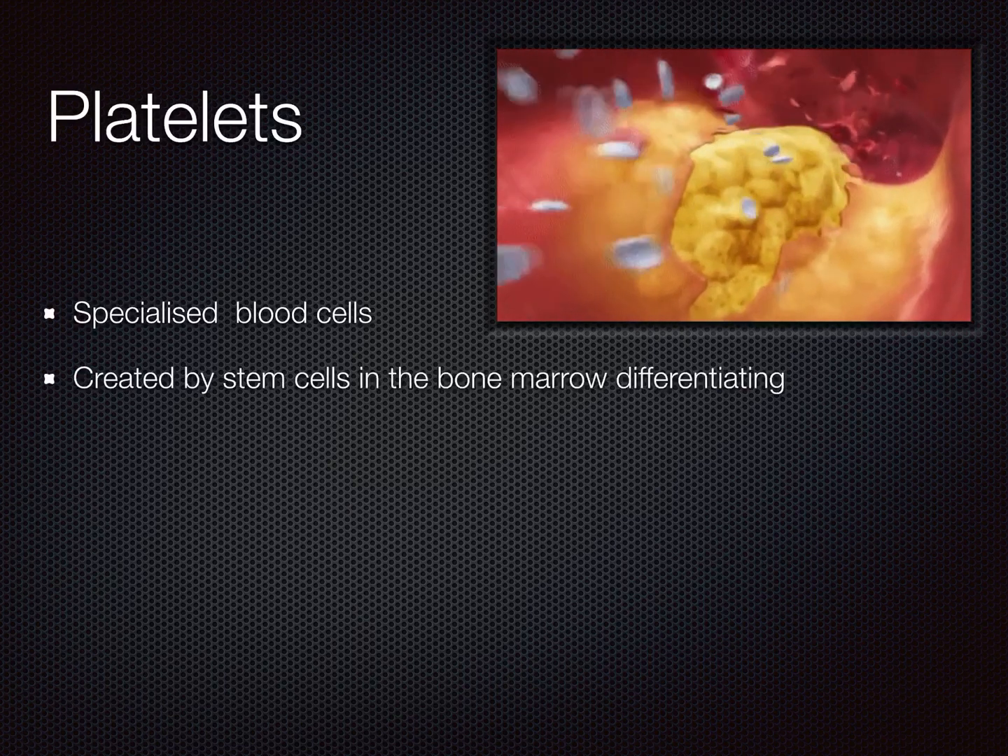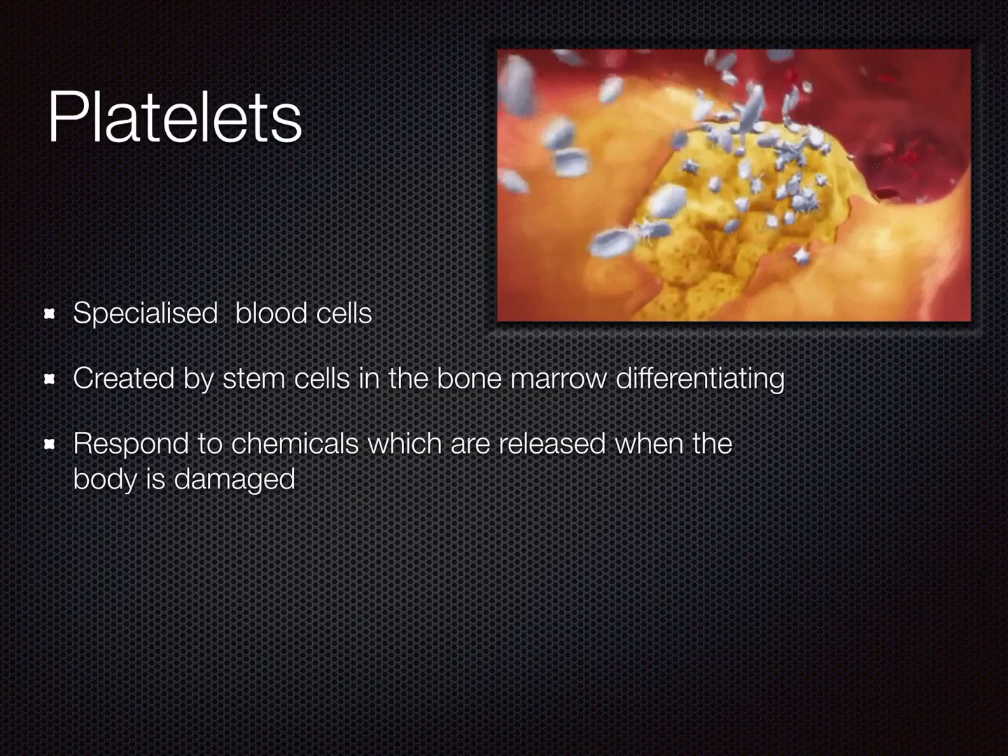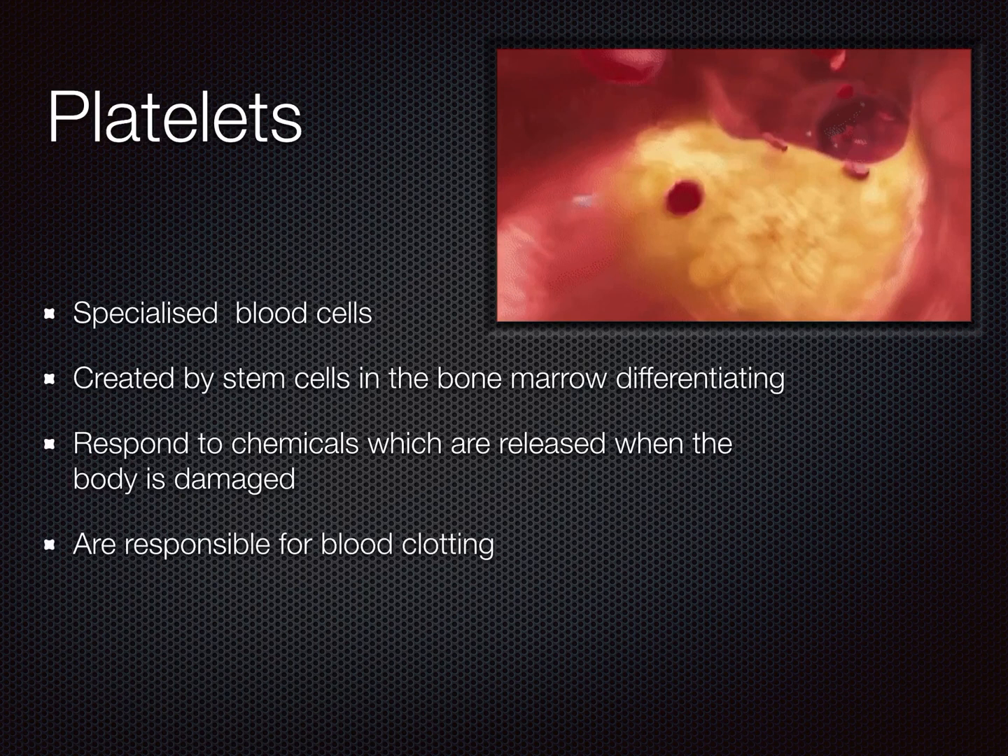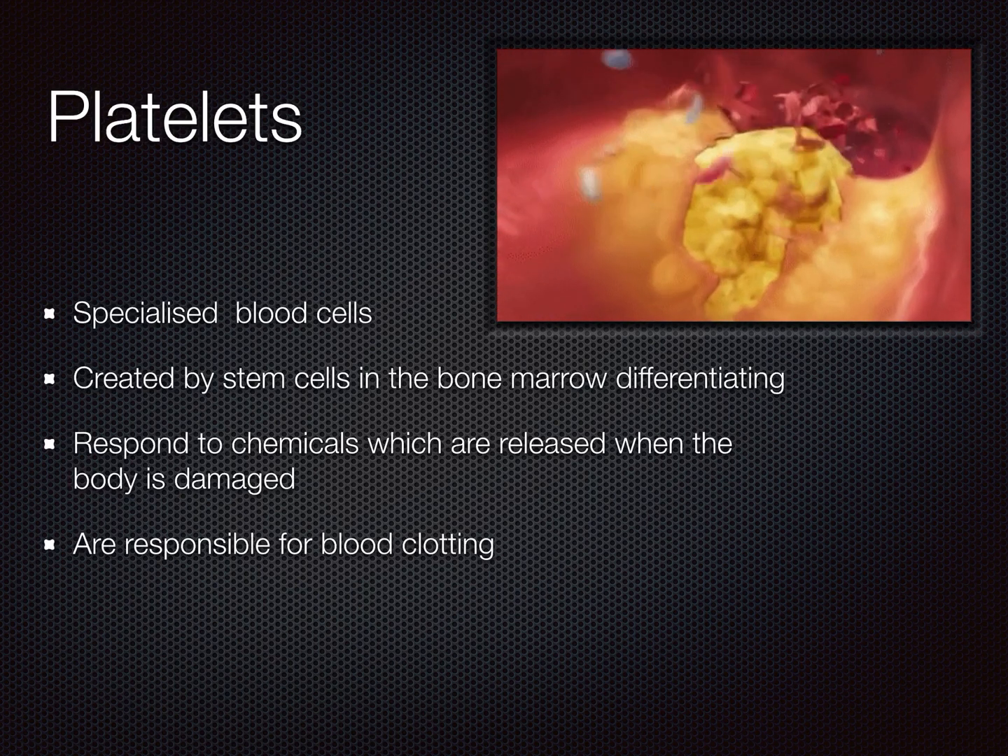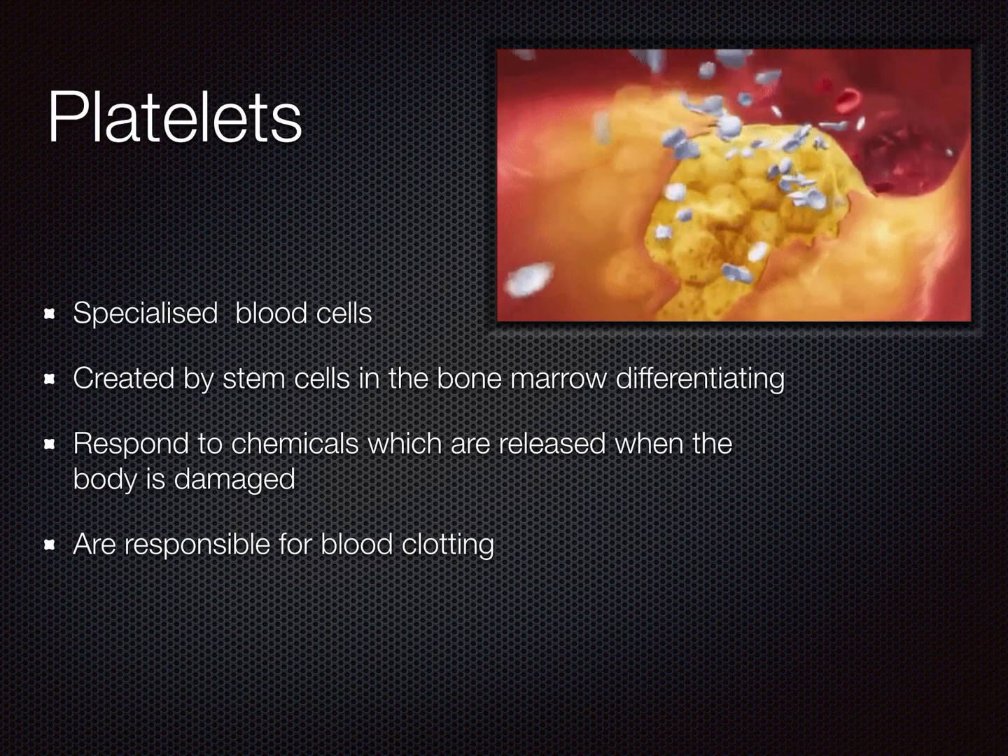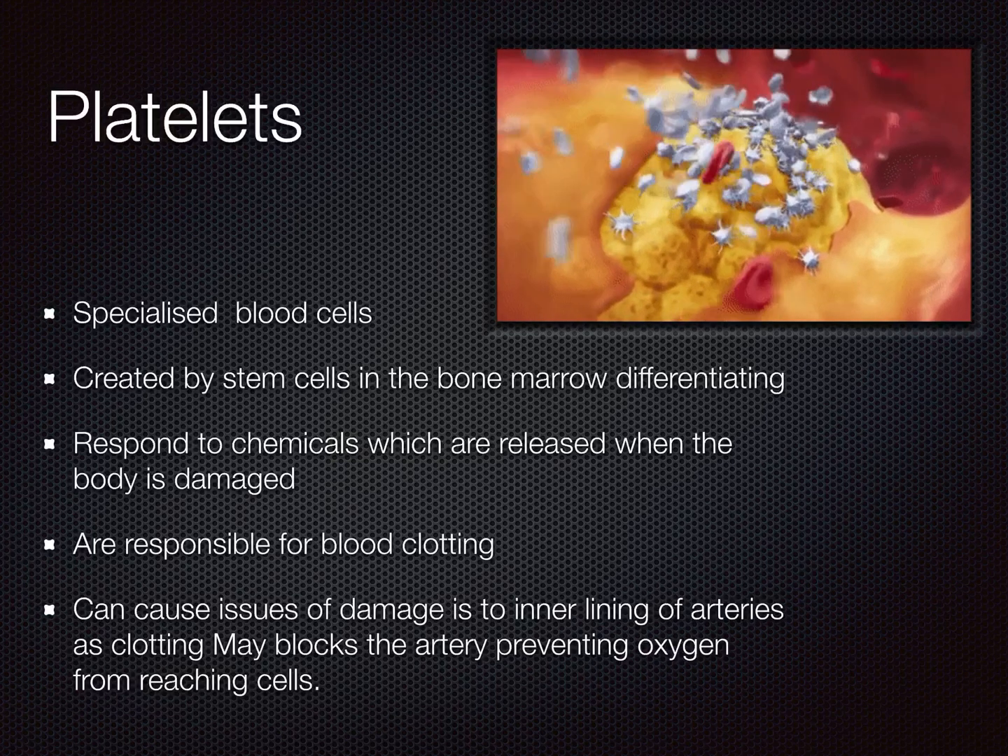So they're a type of blood cell, again made in the bone marrow. They respond to chemicals in the body's damage, and they're responsible for blood clotting. So all you need to know is that platelets are the cells which clot to form blood clots. Okay?